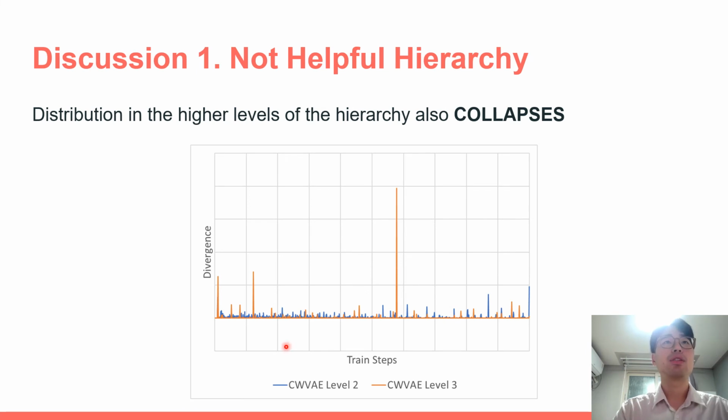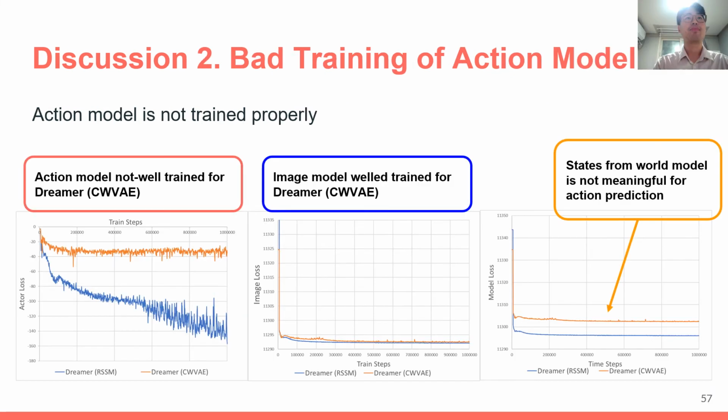Especially, this collapse is worse for the models in level 2 and level 3 of our Dreamer. This shows that our hierarchy does not provide useful priors for the bottom level world model. The collapse in distribution also leads to bad training of our action model. From these training loss plots, we can see that the action model of our model is badly trained compared to the other parts, which are well trained like the original Dreamer.